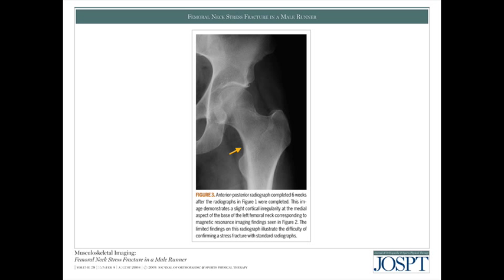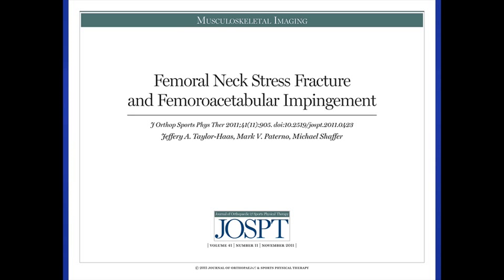And then later on, 6 weeks after those first radiographs, what you see is slight cortical irregularity at that medial aspect of the femur. I think it's very hard to see here, but the point is the radiologist would read nothing in the initial films, but would read something 6 weeks later indicative of a stress fracture.